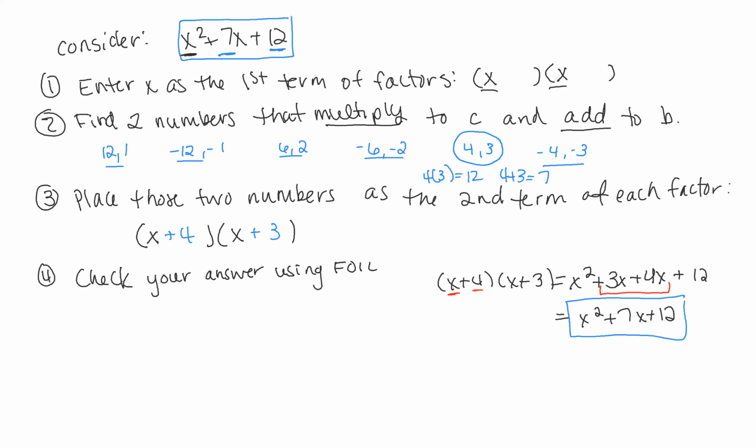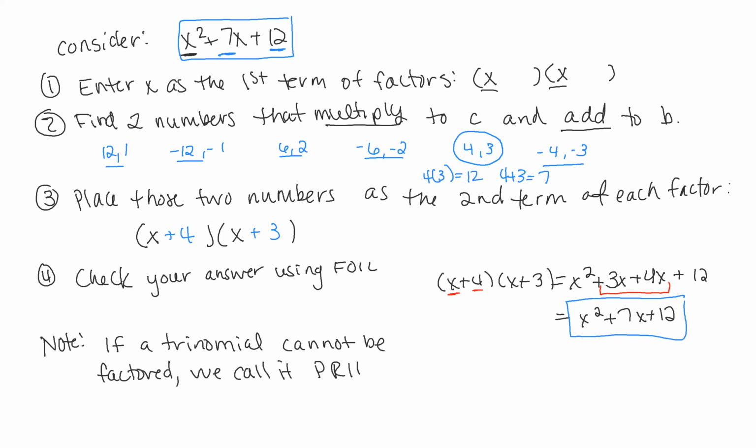Okay, and then there is one last thing, it's not really a step, it's just something to make note of. If you have a trinomial where you cannot find factors of c, or two numbers that multiply to give you c that also add to b, we would say that trinomial cannot be factored, and we would call it prime. So if a trinomial cannot be factored, we call it prime. So again, that would mean there are not two numbers that multiply to give us c, the constant, and simultaneously add to give us b, the coefficient of the linear term. Okay, so they happen from time to time. You don't get tons and tons of prime trinomials, but they will show up every once in a while.